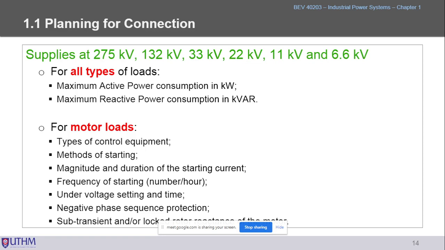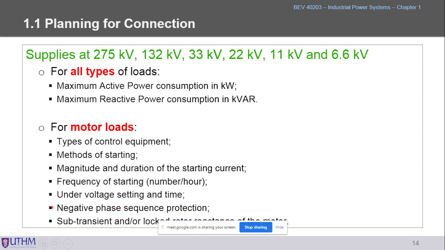Okay, for supply at higher kV, let's say 275 kV down to 6.6 kV, for all types of load, of course we need the P and Q. We need the data of P and Q. But for the motor loads, we need all of this: the control equipment, method of starting, magnitude and duration of starting, how frequently we start it, the undervoltage setting, and what the negative phase sequence protection is.